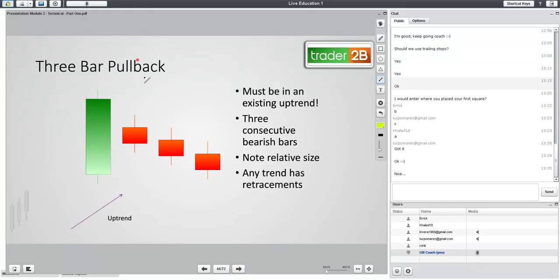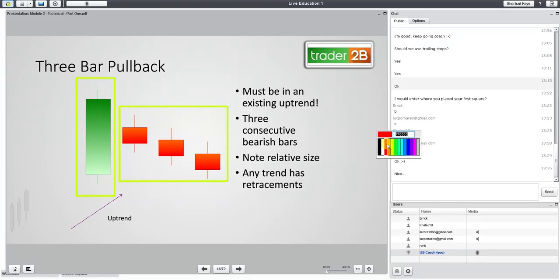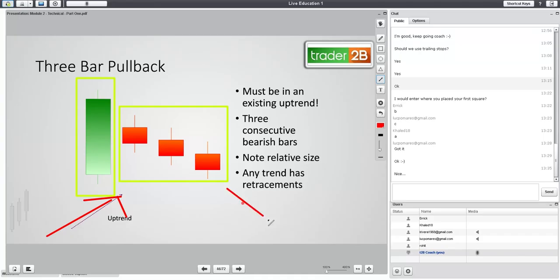Here we have a 3-bar pullback. So our 3-bar pullback is characterized by these 3 bars right here, right, and followed by 1 bar of very strong price action taking place. So this typically happens again when there is a trend in the market. The trend is usually going upwards or downwards, right? And then we begin to see something like this where the bars are printing red, and then that usually leads to a pullback. So, what leads to this?